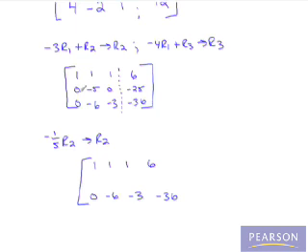However, we're going to multiply row 2 by negative 1/5. 0 times negative 1/5 is 0. Negative 5 times negative 1/5, positive 1. Negative 1/5 times 0 is 0. And negative 1/5 times negative 25 is positive 5. So there's our augmented matrix after that row operation.